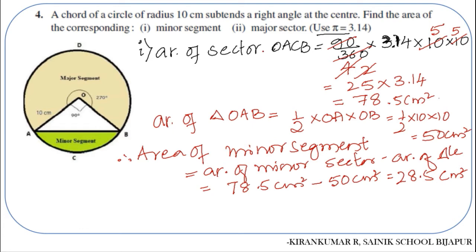Now the question is to find area of the major sector. So area of major sector we can find by considering the angle 270 degree. That can be done, or else what we can do is area of the circle minus area of the minor sector.